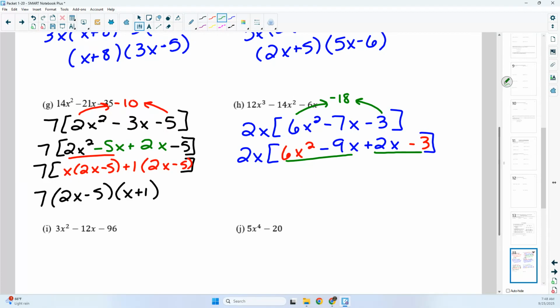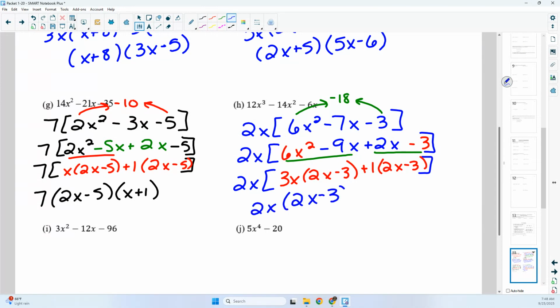Go to our grouping. I'm going to take out the other stuff on that front first. So for the first two terms, I'm going to take out a 3x. Second two, just a 1. And so I have 2x, 2x minus 3, and 3x plus 1.